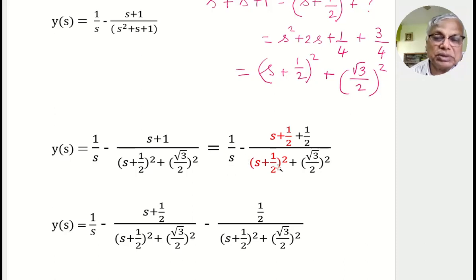So now I will split this whole thing into two terms. This is 1 by S written as such, and this term is written as first S plus half divided by this, and minus sign, minus half divided by this. I hope it is understood. All I have done is I split this S square plus S plus 1 into sum of two squares, and then the next step, the numerator modified as same as this, S plus half, and I rewrote this, that's all.